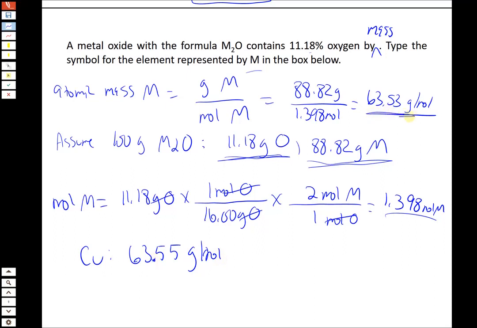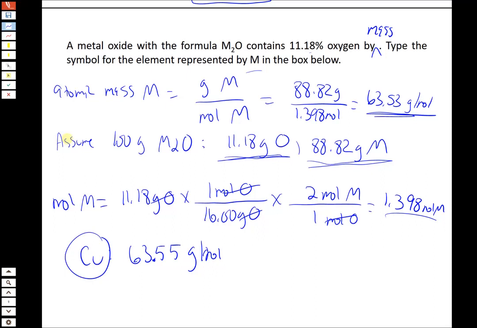That's pretty darn close to that number there. So copper would be the identity of the metal that is represented by this information here. Okay, so it was a little bit hard to get the problem started. We have to know what to do with that information, but now that you've seen it, hopefully it becomes very clear that it's just using relationships we've already learned.